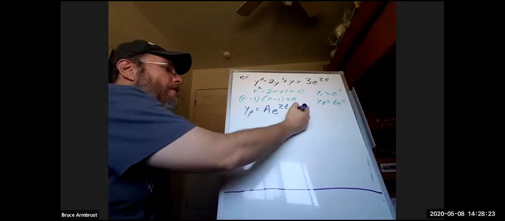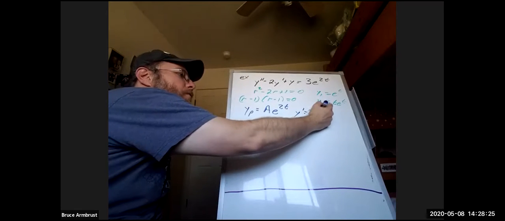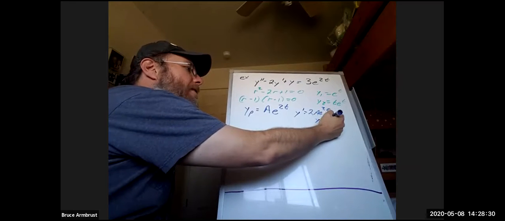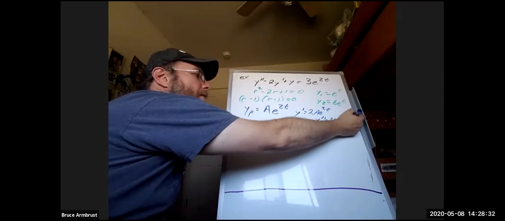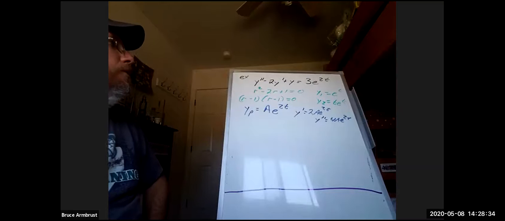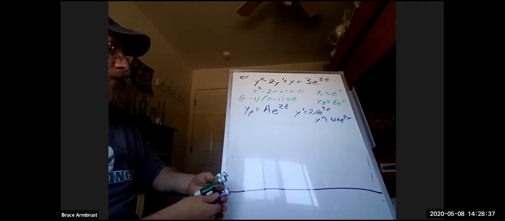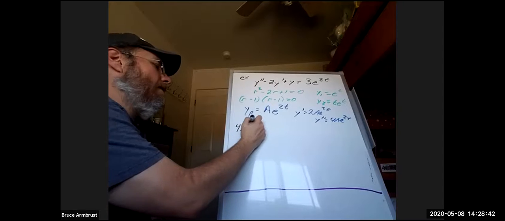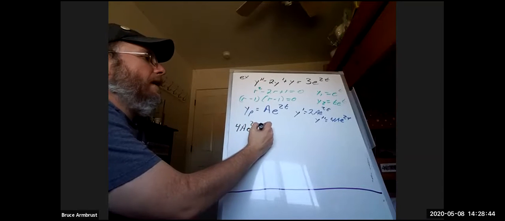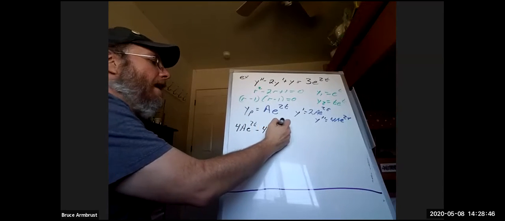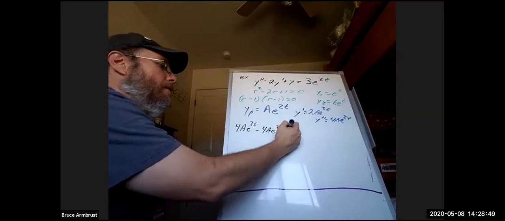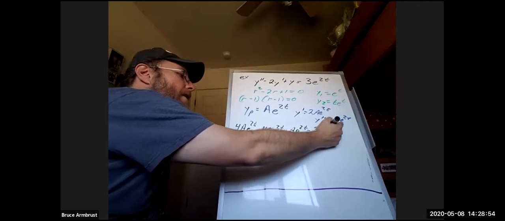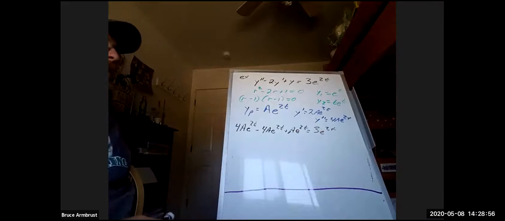So then the derivative of this is 2a e to the 2t. And the second derivative is 4a e to the 2t. So if we put that back into the differential equation, we're going to get 4a e to the 2t minus 4a e to the 2t plus a e to the 2t. And what we need is for that to equal 3 e to the 2t.